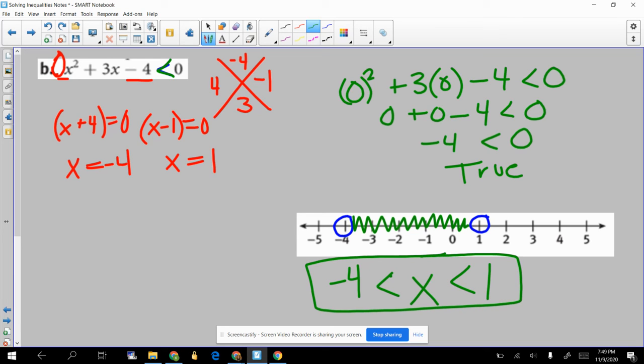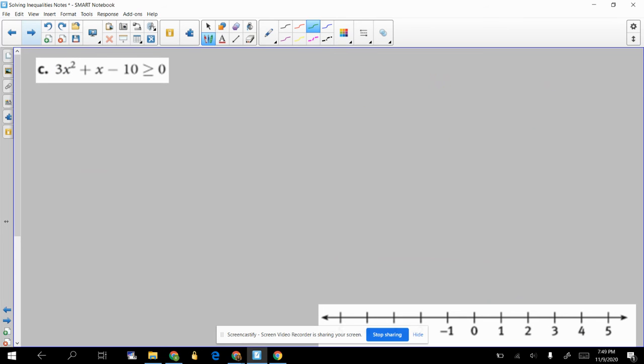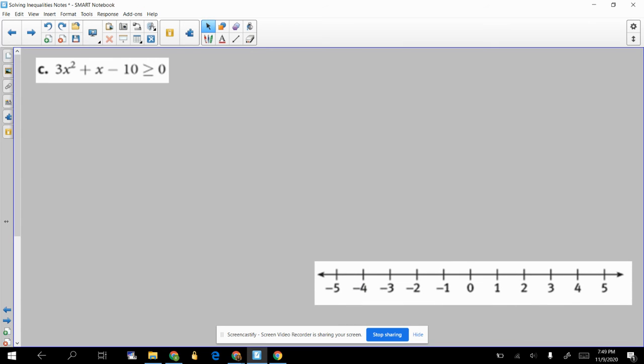Okay. All right, let's try one more together. So now we have 3x squared plus x minus 10 is greater than or equal to 0. Okay, so this one, we're not going to be able to use the shortcut because of that 3 out front. And now let's go ahead and factor because it's set equal to 0 already.